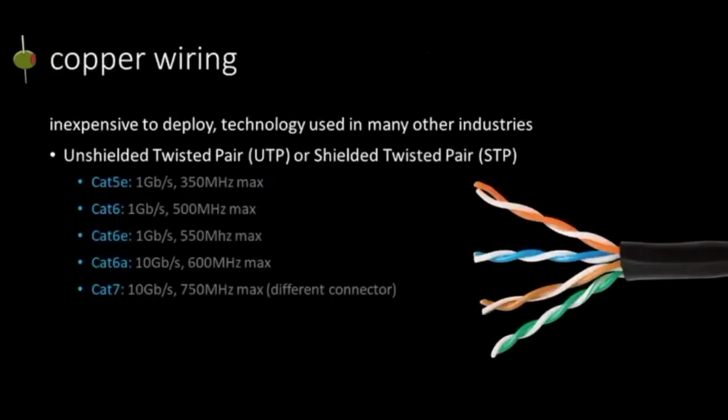So copper wiring is how we build up segments. Category cable is inexpensive to deploy, right? It is used in every part of the world now because networks are everywhere. Here the terms UTP and FTP are unshielded twisted pair cables and shielded twisted pair cables. So be aware of those differences.